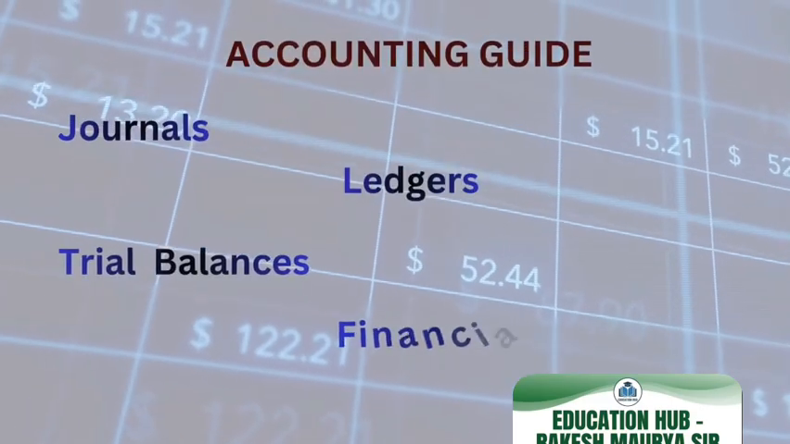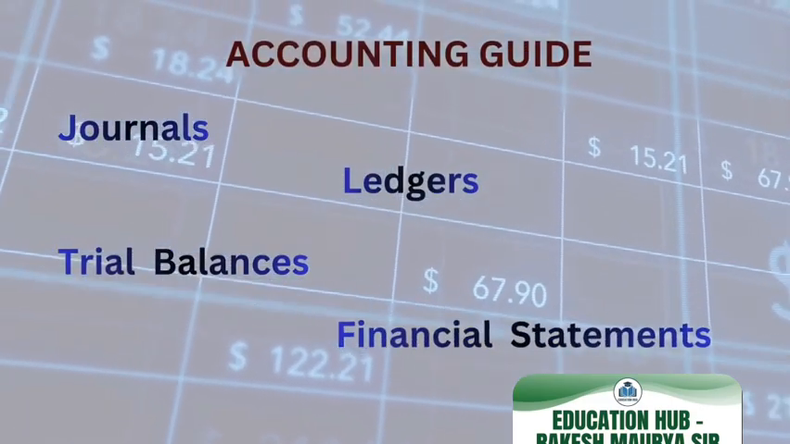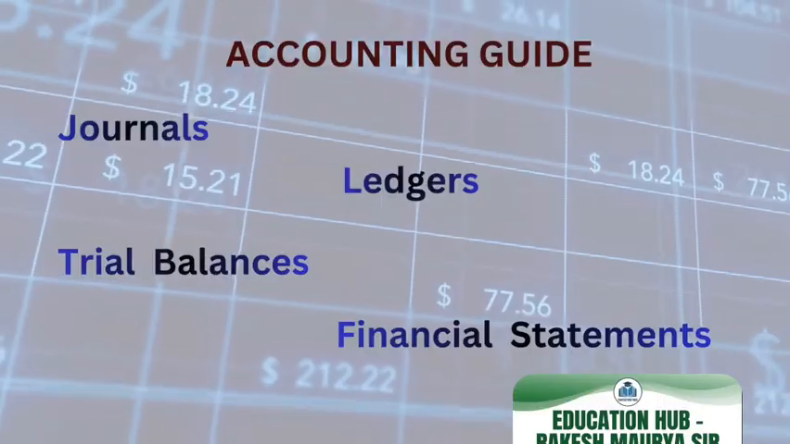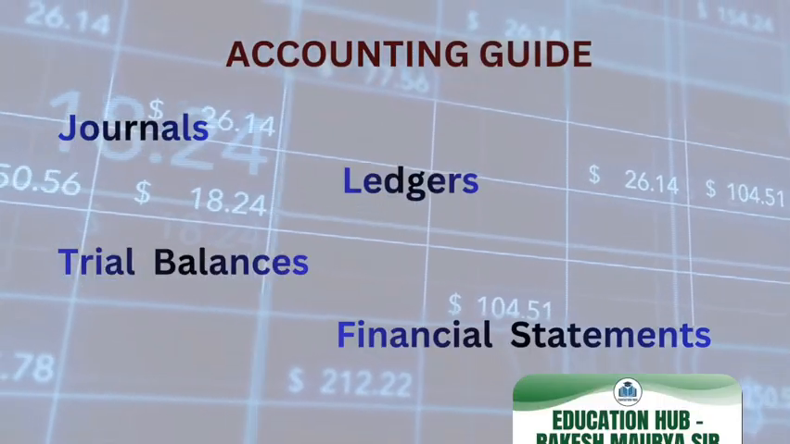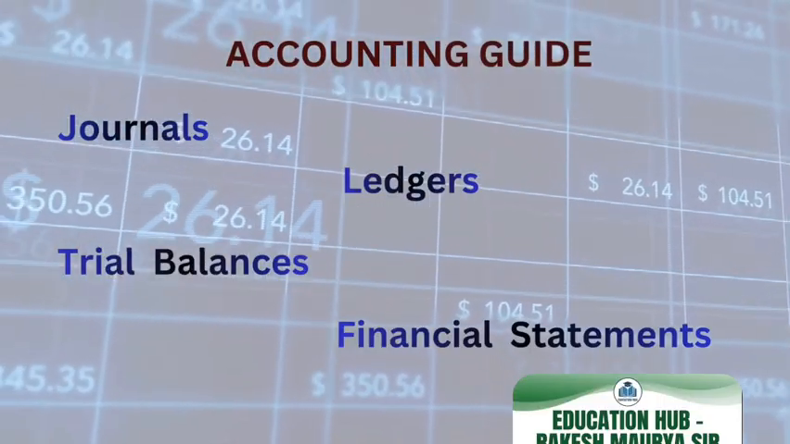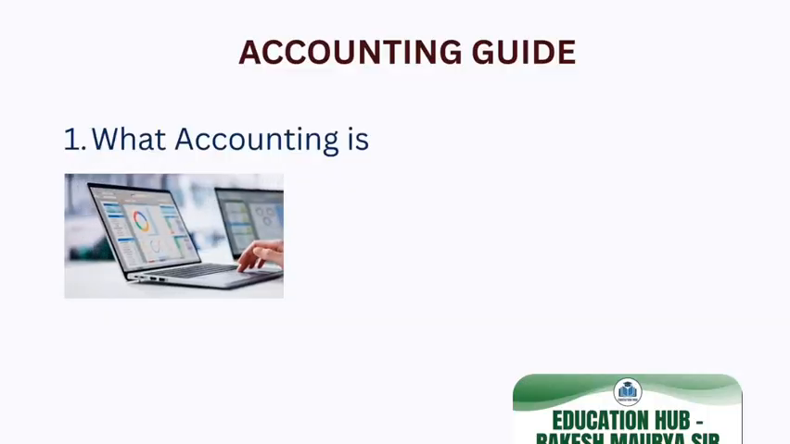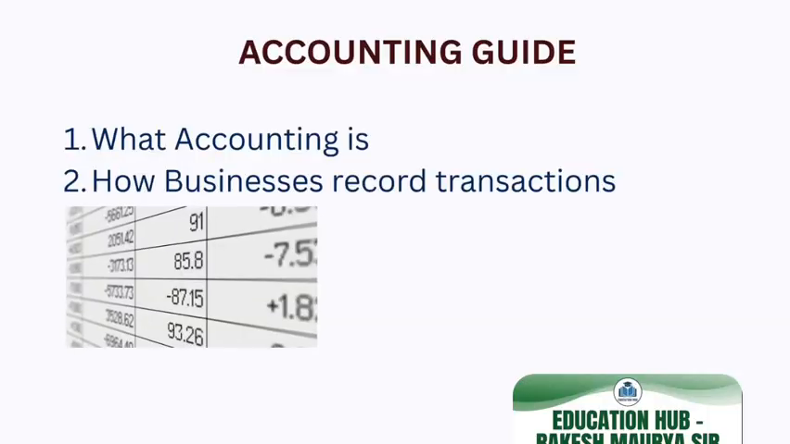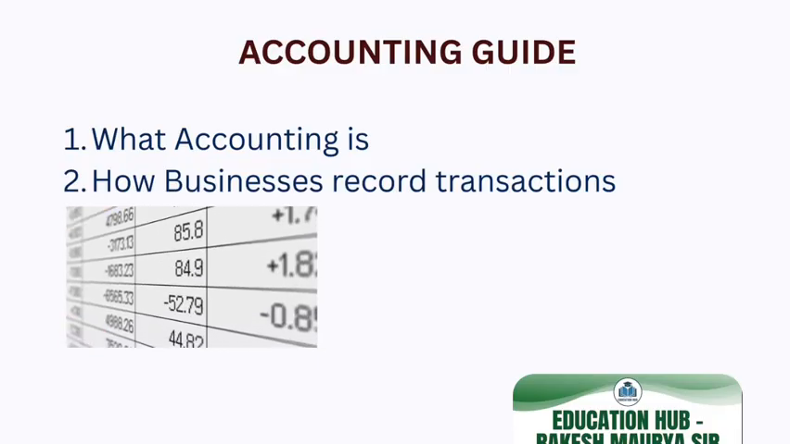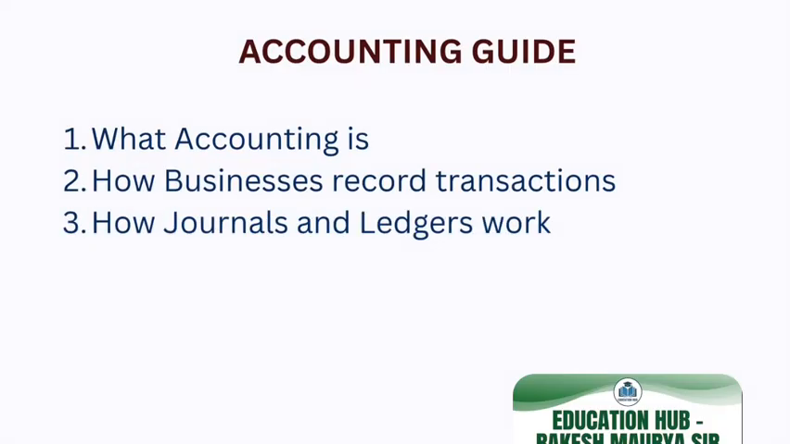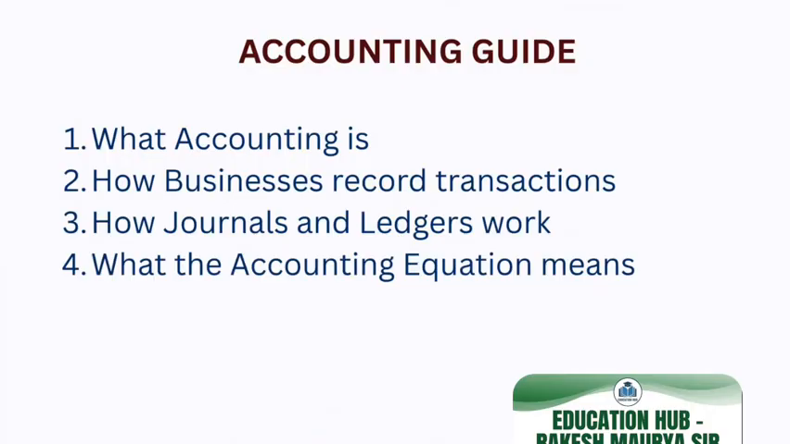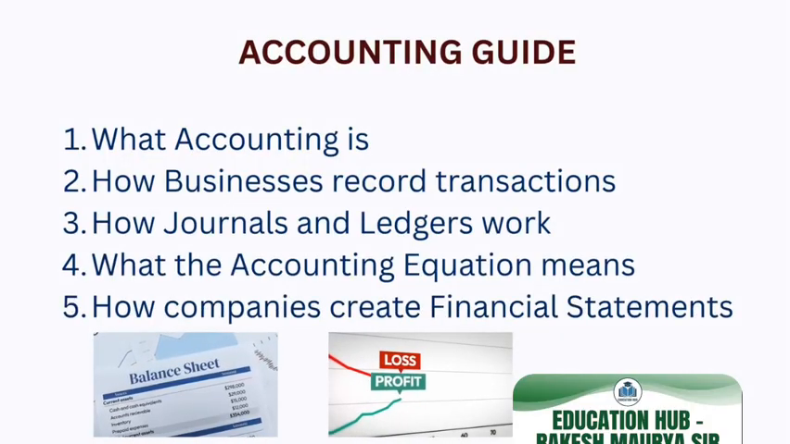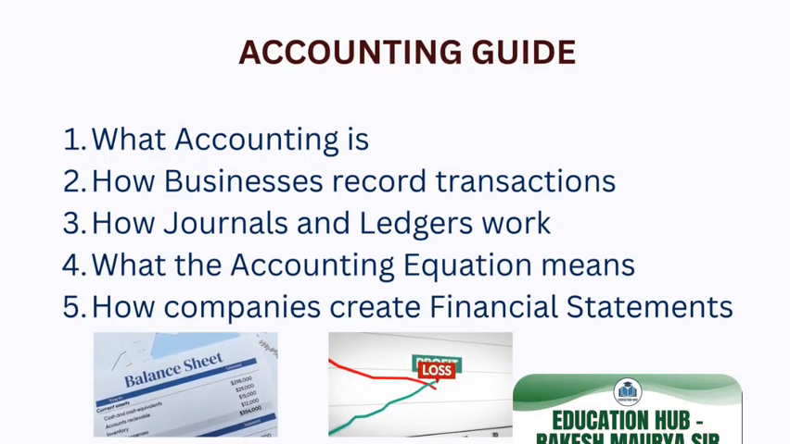Accounting can seem confusing when you first start learning it, especially with terms like journals, ledgers, trial balances, and financial statements. By the end of this video, you'll understand what accounting actually is, how businesses record transactions, how journals and ledgers work, what the accounting equation means, and how companies create financial statements.